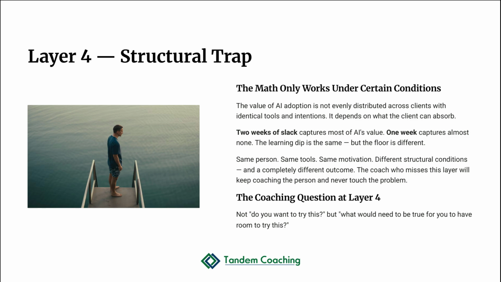Layer 4, the structural trap. The math of AI adoption only works if your client can absorb the learning dip. Picture 2 professionals, same tools, same intentions. One has 2 weeks of slack to experiment. They capture most of AI's value. The other has 1 week. They capture almost none. Same person, same tools, different floor, completely different outcome. The constraint is structural, not personal. So the coaching question here is not, do you want to try this? It is what would need to be true for you to have room to try this.